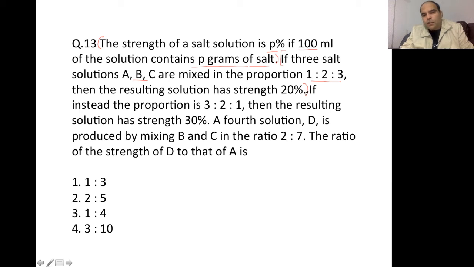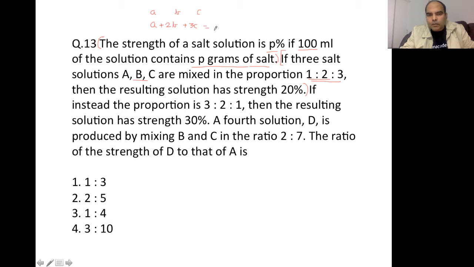Now, when you look at this, what it means basically is that if you're mixing A, B, C, let's say the strength of A is A, the strength of B is B, and the strength of C is C. So when you're mixing them in the ratio 1 is to 2 is to 3, it means you're mixing 1 unit of A, so you'll get A grams of salt. You're mixing 2 units of B, so you'll get 2B grams of salt. And you're mixing 3 units of C, so you'll get 3C grams of salt.